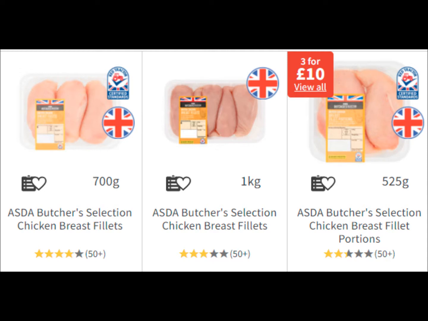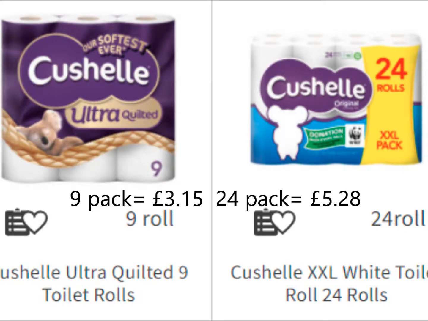Okay, going on to the next example is toilet roll. So for our toilet rolls, we've got a 9-roll pack and a 24-roll pack. So if the 9-roll pack costs £3.15 and the 24-pack costs £5.28, which one is the best buy option? Pause here and work that one out. You can use your calculator. We'll get the answer in a wee second.